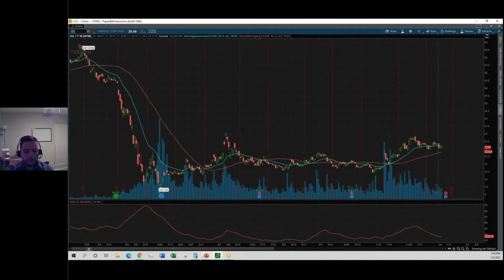Okay, so this is also one of my favorite indicators. And by the way, guys, feel free to interrupt me and ask me any questions while I'm doing this.